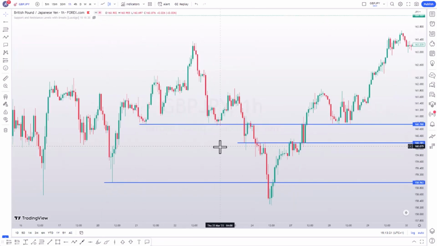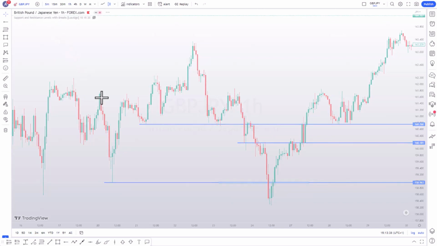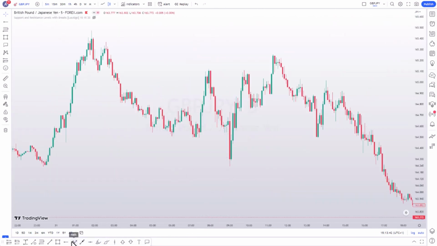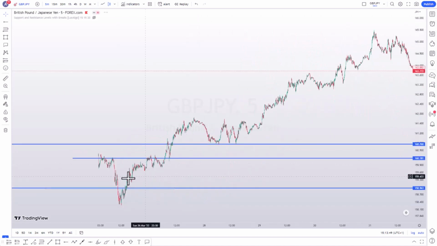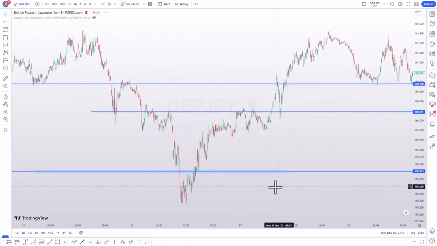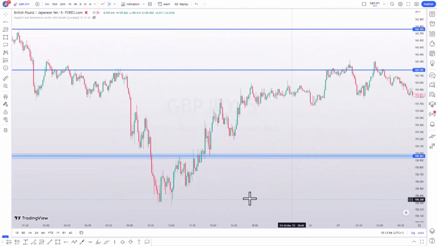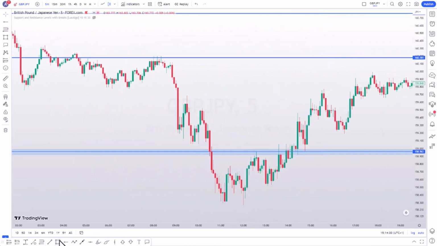Now that you have these levels, for example, let's highlight this level. When price came to this level, this is the time now. You are now going to zoom in to the 5-minute time frame to wait for a break and retest of that level. So on the 5-minute time frame, we want to see whether if price comes, it will break, retest, and continue like this. Or if it breaks to the upside, it will retest and continue moving like this.